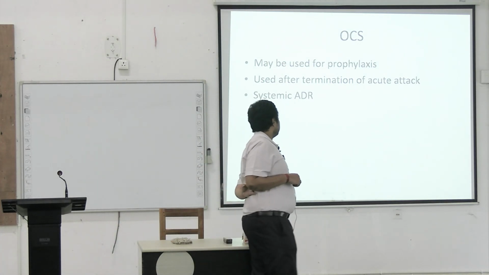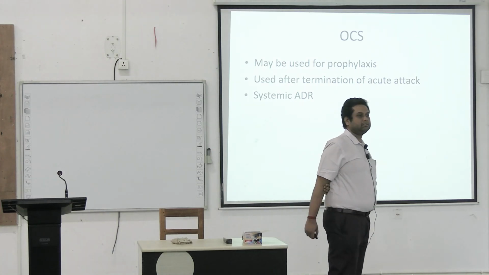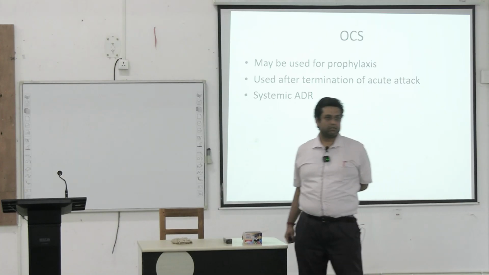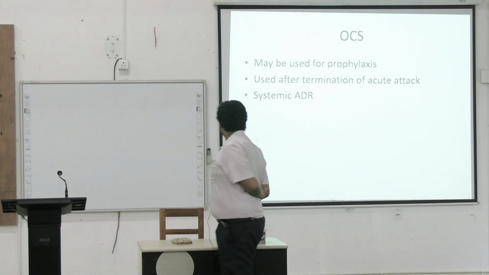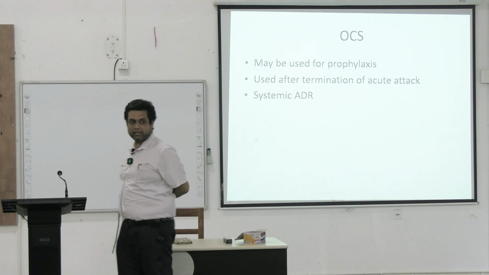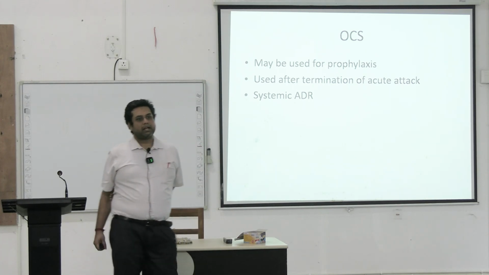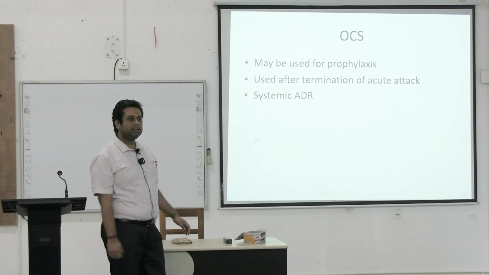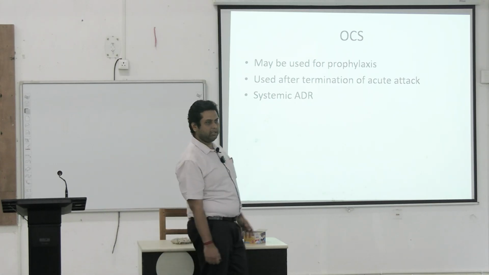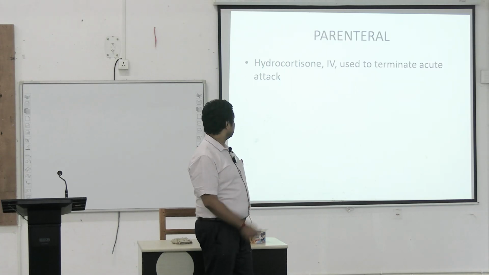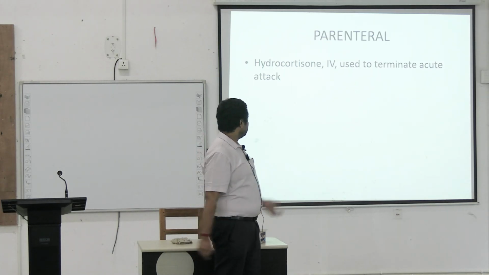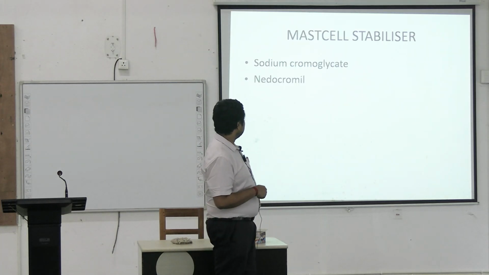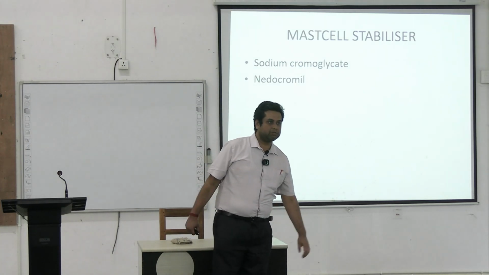Oral corticosteroid may be used for prophylaxis in extreme cases of asthma. Then it is used after termination of an acute attack to prevent further attack. Then the ADR, like Pritam has said, will be Cushing syndrome-like ADR. So parenteral hydrocortisone terminates the acute attack. Then we come to mast cell stabilizer.